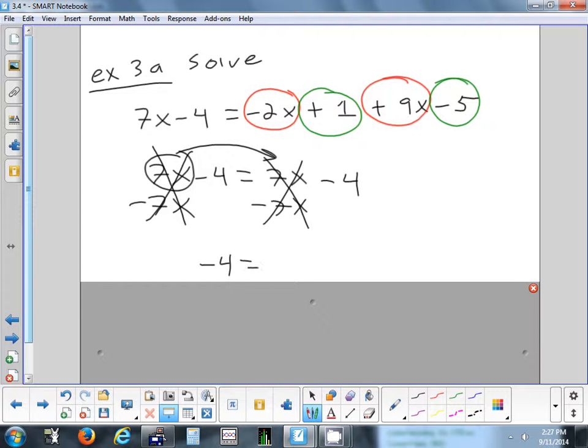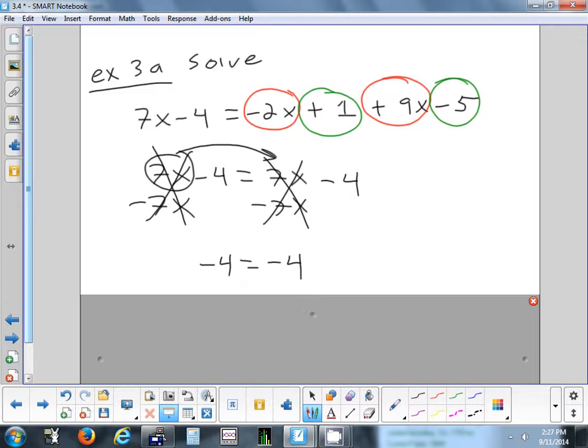Negative 4 on the left. What's on the right? Is that true? Yeah. That's true. Okay? So when you get a statement like this, same number on both sides, this is how I need you guys to write the answer. You probably haven't seen this before. All real numbers.